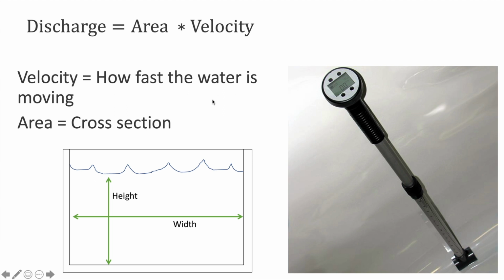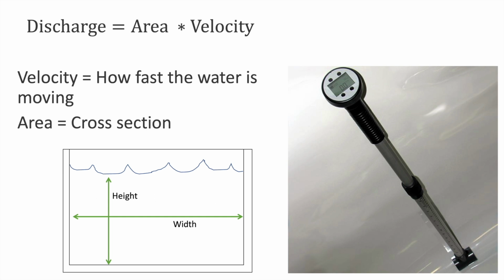The other piece of information you need is the area, and that's a cross section. So if you have a raceway, beautifully drawn here, the area would just be the width times the height. If you had a pipe, it would just be the area of a circle. Now in a hatchery setting, we're usually working with circles, so pipes, and rectangles, raceways. It's a lot easier to calculate area.